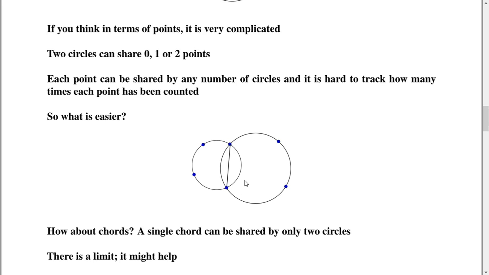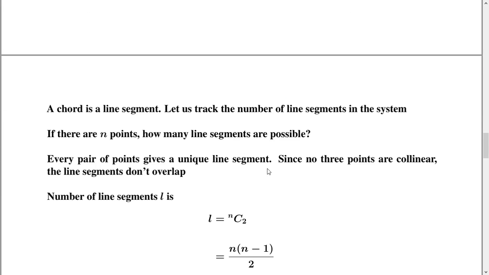A chord is nothing but a line segment, right? Here it joins 2 of our points. Our entire system has n points. So let's track the number of line segments in our entire system. If there are n points in the system, how many line segments are there? It's nC2, right? It's just a matter of finding the number of ways of choosing 2 points out of n. Now no 3 of these points are collinear, and so these line segments will not overlap.